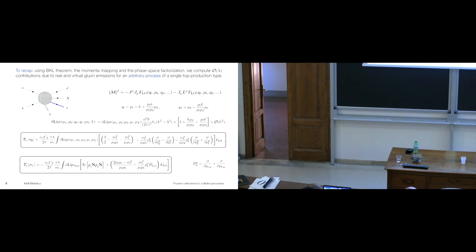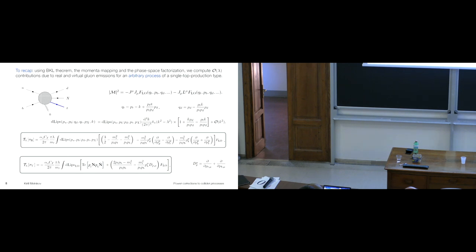So if I do this, then for the real emission contribution I get something like this. This is the formula that is a consequence of the theorem. This is the momentum redefinition. This is a phase space transformation. And this is the formula that I will get for the real emission correction. You see that the tree-level phase space integration over k in this formula has already been performed. Everything is proportional to the leading order amplitude squared or to its derivative.